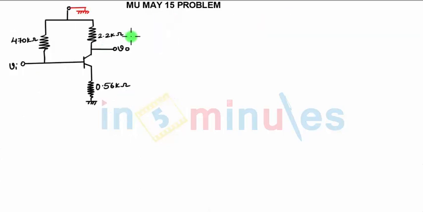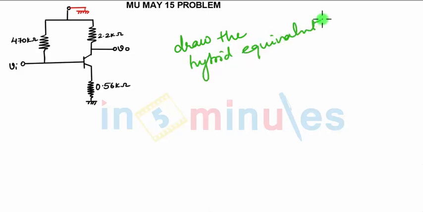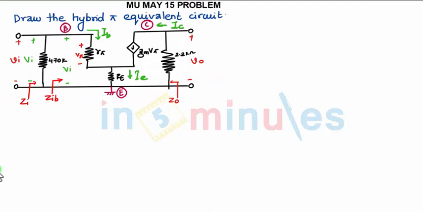Once you have drawn the circuit under AC operating conditions, what we do? We draw the hybrid pi equivalent circuit. What is the change from the AC equivalent circuit and the hybrid pi equivalent circuit is we just replace the transistor with its hybrid pi equivalent. So this is NPN transistor, we replace it with the hybrid pi equivalent. So the circuit for the hybrid pi equivalent will look like this. The question is to find input impedance, output impedance and voltage gain.